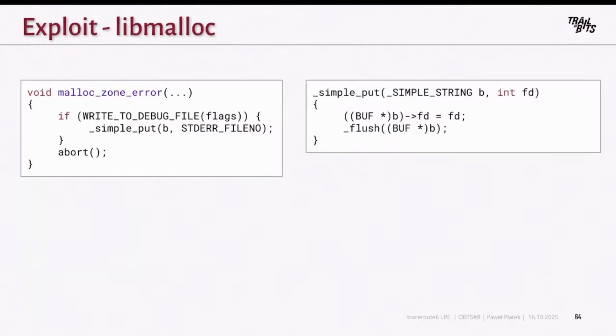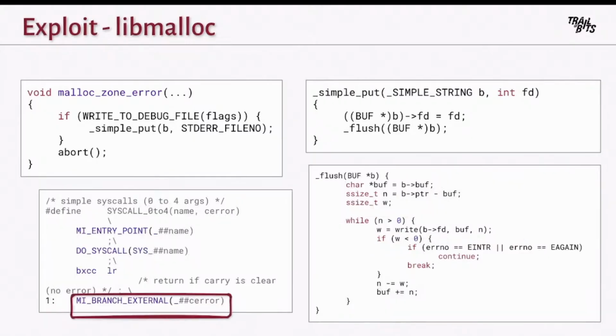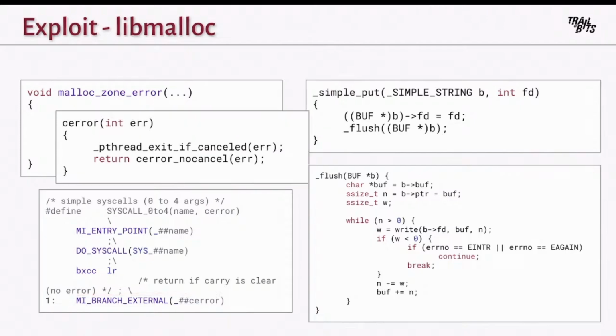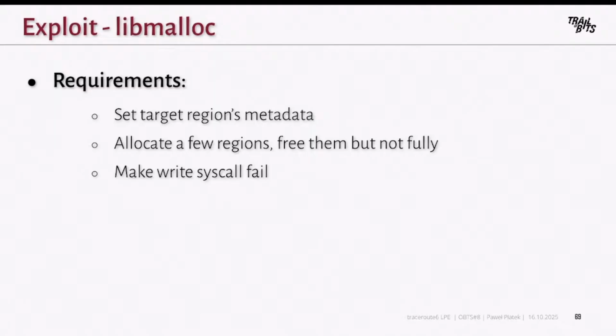Let's see what that simple print function does. It calls flush. Flush calls the write syscall. On macOS, syscalls are wrapped so that if a syscall fails, it will call the error function. That function calls thread exit if cancelled, and that function calls libkernel functions something. That's perfect for us because the libkernel functions pointer is one that we could overwrite just before. That means we have one more requirement for the technique: we have to make the write syscall fail so that the error function is executed.